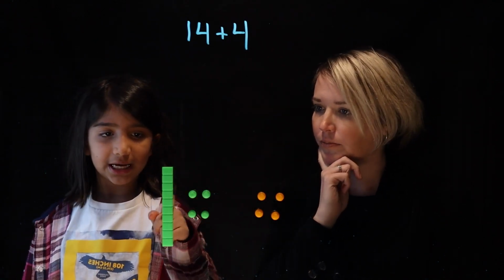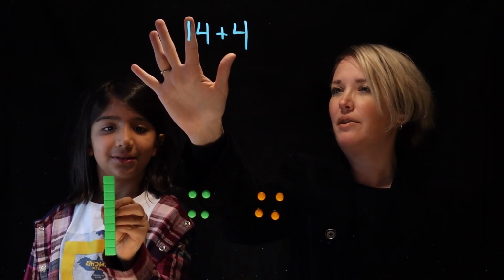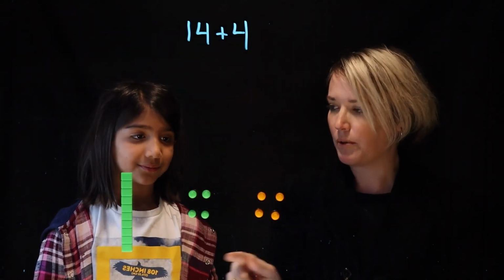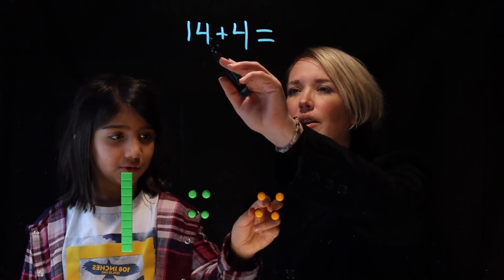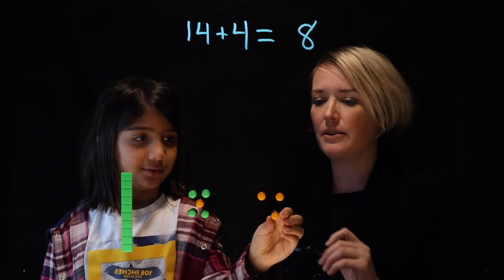I'm gonna put the 10 away, ignore it. Oh, so you're going to like pretend the 10 isn't here. You're going to ignore it. And then you're going to do 4 plus 4? Yeah, 4 plus 4 equals 8. Okay, so ignoring the 10, 4 plus 4 equals 8. So I'm going to write that down here.